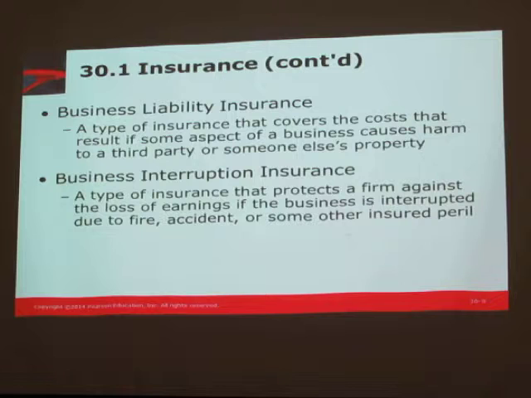Impressive. Business interruption insurance: something happened that hurt my business. Okay? Fire, accident, or some other insured peril, right? Guess what happens? Your restaurant's not doing well. What happens? It caught on fire.